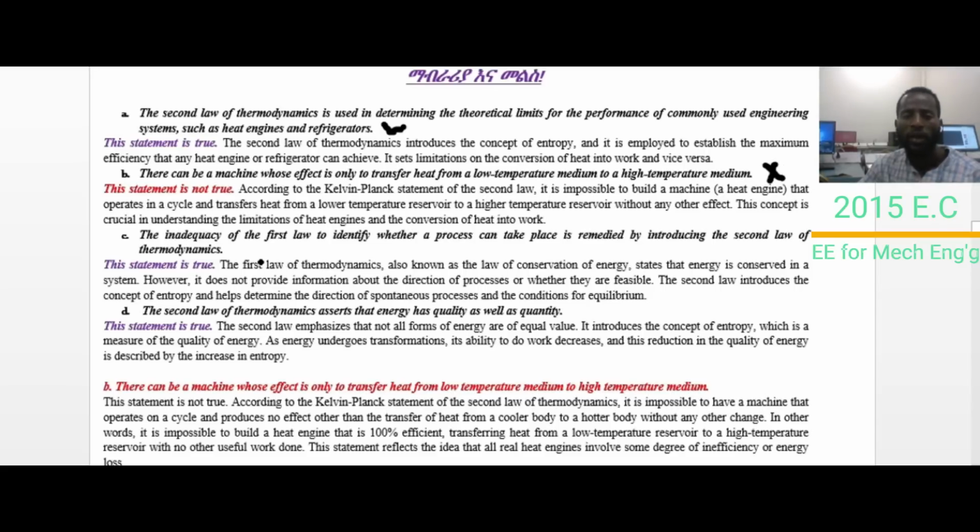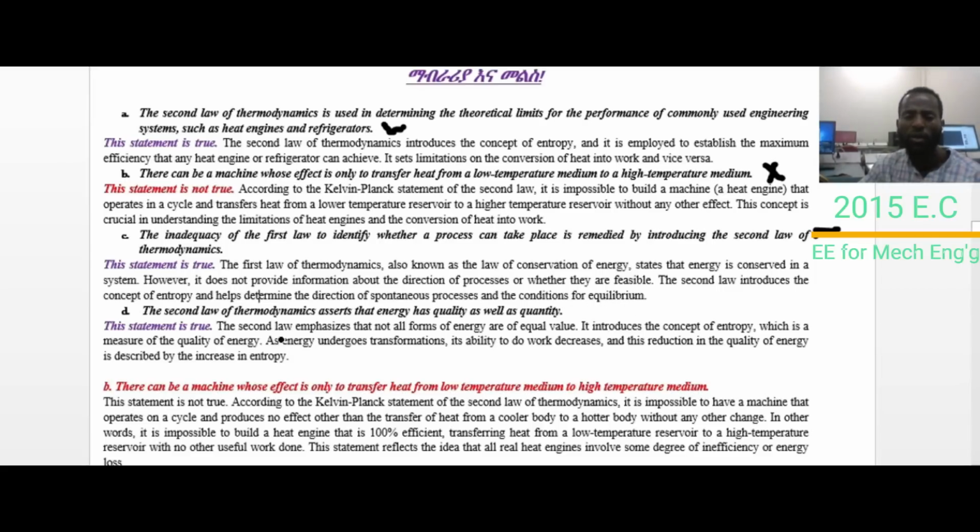Next, the inadequacy of the first law to identify whether a process can take place is remedied by introducing the second law of thermodynamics. This is also a correct statement, since the first law of thermodynamics, also known as the law of conservation of energy, states that energy is conserved in a system, however it doesn't provide information about the direction of processes or whether they are feasible. The second law introduces the concept of entropy and helps to determine the direction of spontaneous processes and the condition for equilibrium. So this is correct.